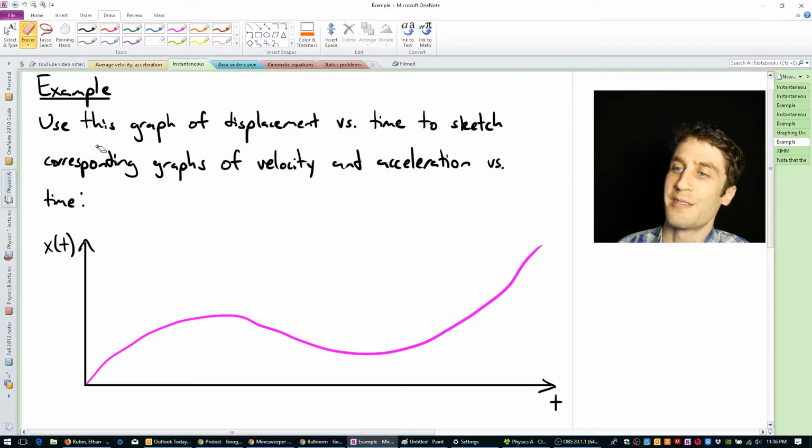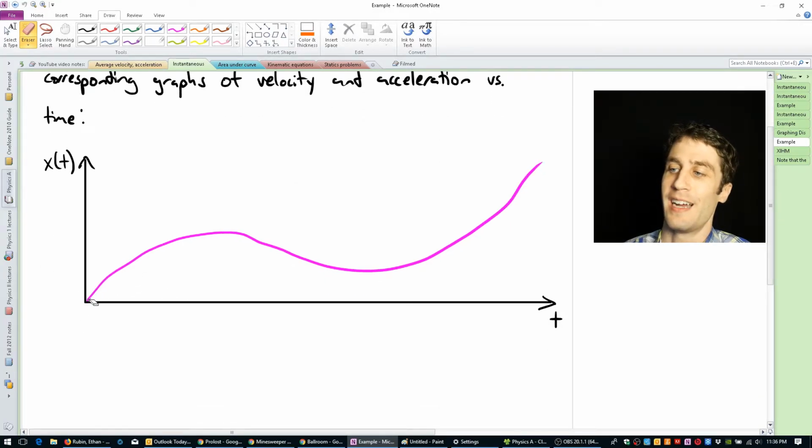Example: use this graph of displacement versus time to sketch corresponding graphs of velocity and acceleration versus time. So here's an object. I've left out units and everything. This is just going to be a qualitative example, so no numbers involved. We have some object, let's say it's moving horizontally, moving to the right, and it's moving more and more to the right, and then it reaches some peak position, some rightmost position, and then it goes back to the left, and it reaches some leftmost position, and then it continues off to the right. So maybe I can try approximating that down below the graph.